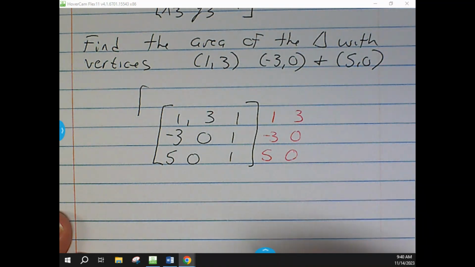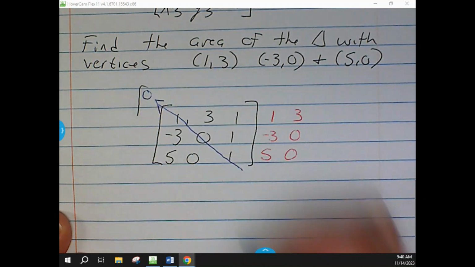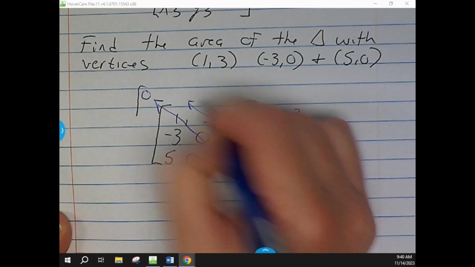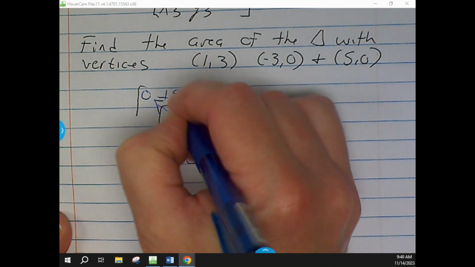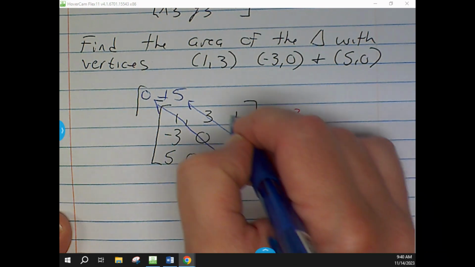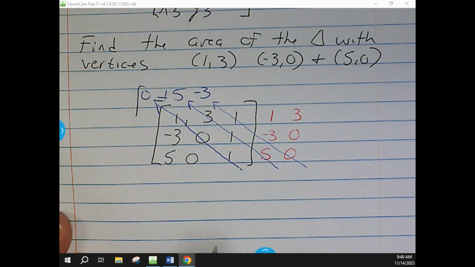Okay, so then we're doing cross products. It's 1 times 0 times 1, which is good because that's just 0. It's 5 times 1 times 3, which is 15. And then it's 0 times -3 times 1, which would be 0.